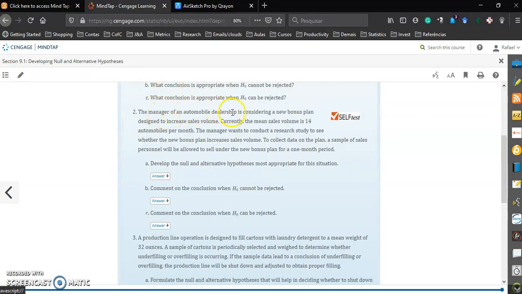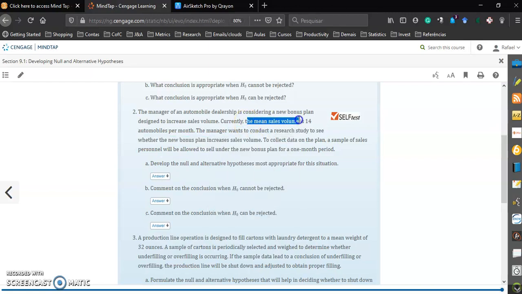The manager of an automobile dealership is considering a new bonus plan designed to increase sales volume. Currently, the mean sales volume is 14. So the current sales volume is 14 automobiles per month. The manager wants to conduct a research study to see whether the bonus plan increases sales volume. So increases to more than 14. Okay, does it make sense? So the manager doesn't know. So this is the challenge.